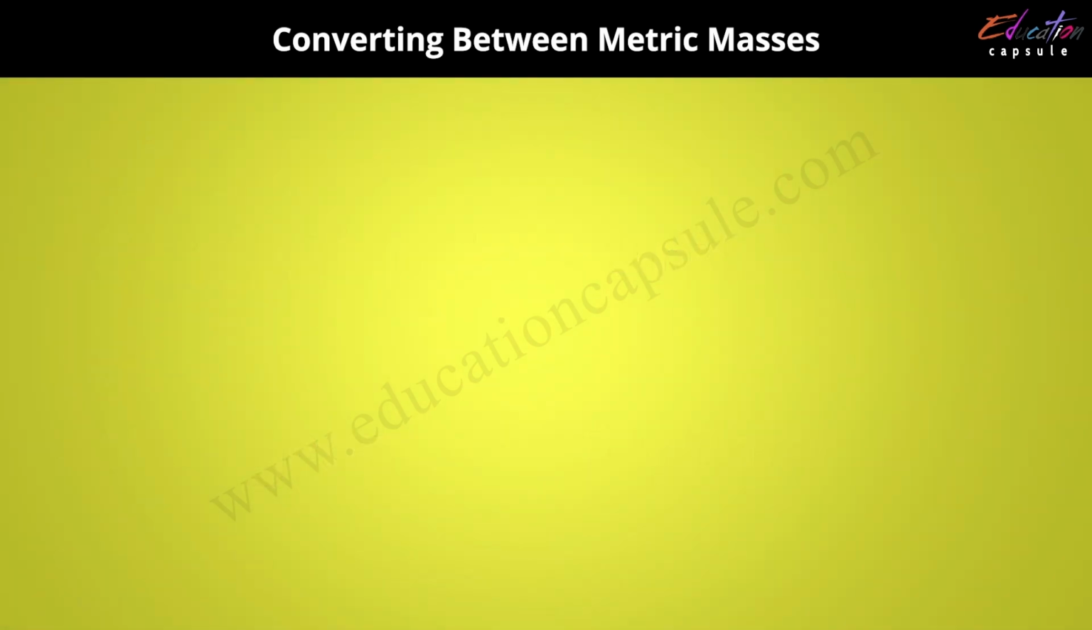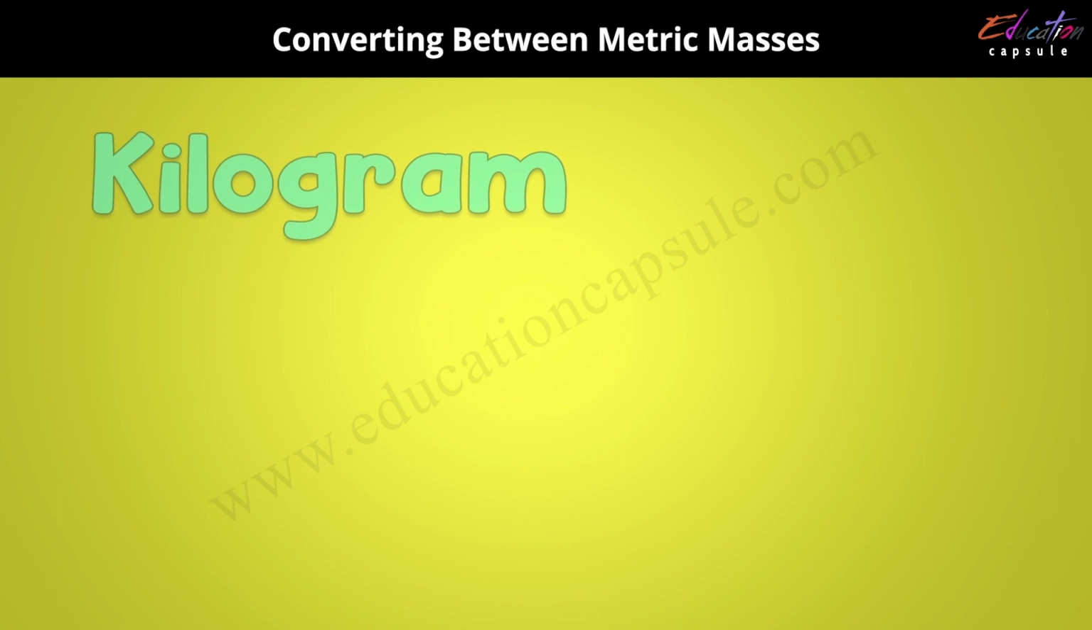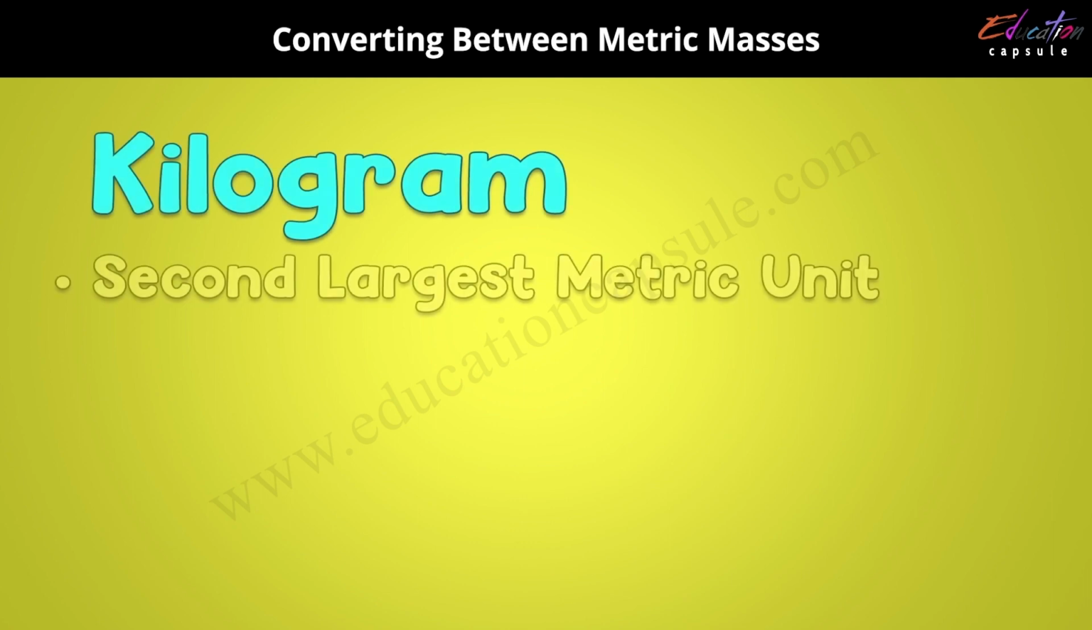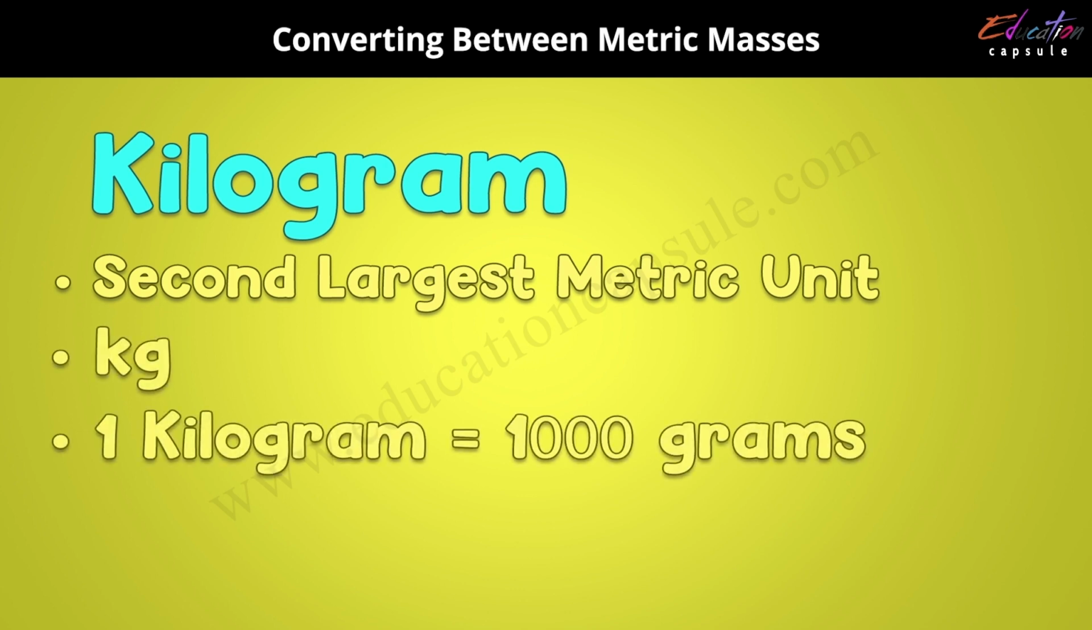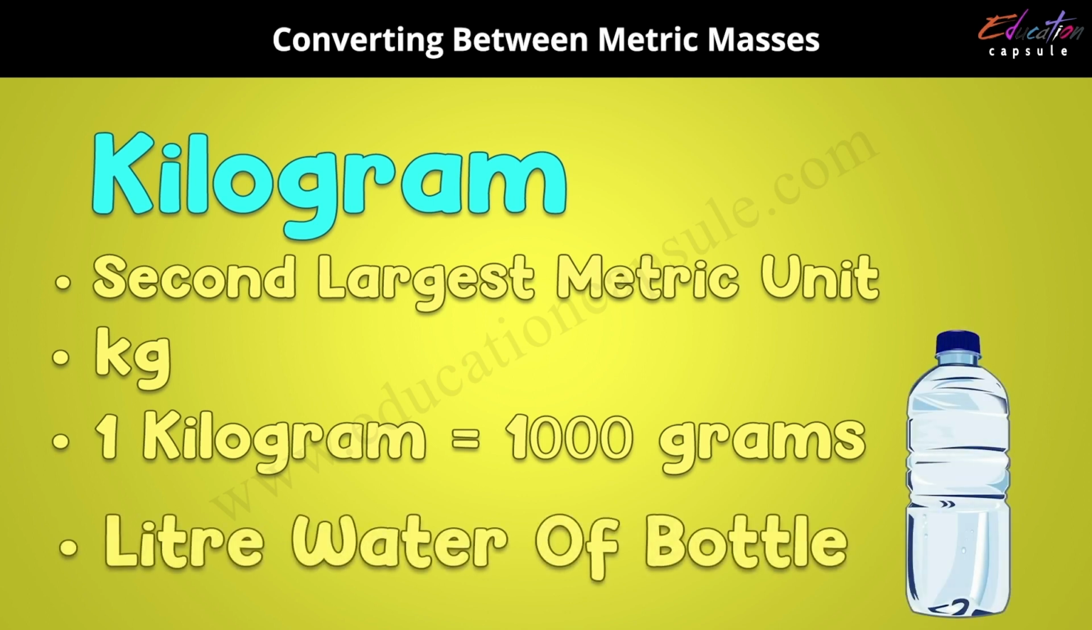The next metric unit of mass is kilogram. Kilogram is the second largest metric unit of mass. Its abbreviation is small kg. 1 kilogram is the same as 1000 grams. A kilogram is about the mass of a liter bottle of water.